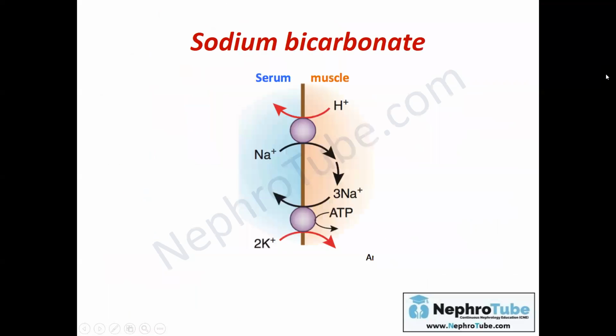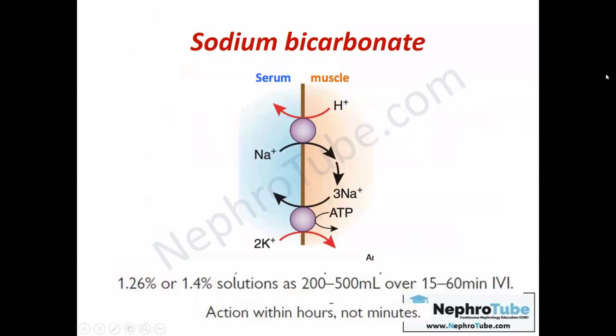Regarding bicarbonate and acidosis, as we said at the beginning of the lecture, acidosis may precipitate hyperkalemia by the exchange of potassium and hydrogen between the plasma and the cell. So correction of metabolic acidosis by giving sodium bicarbonate will cause correction of hyperkalemia.